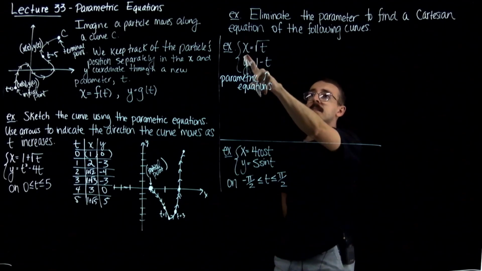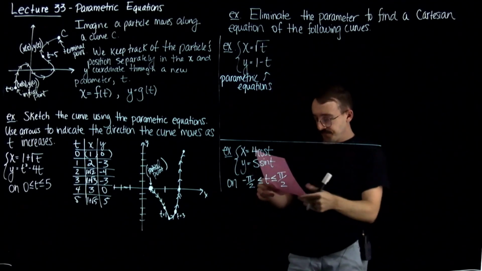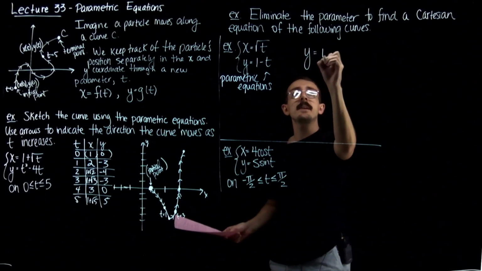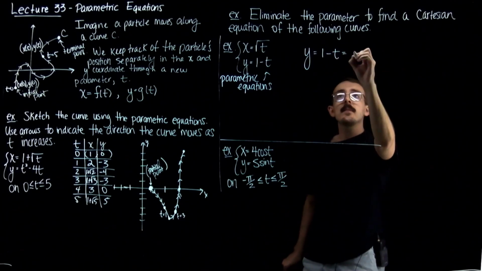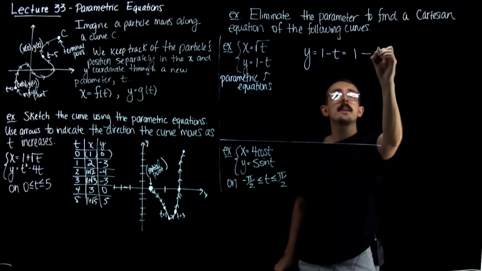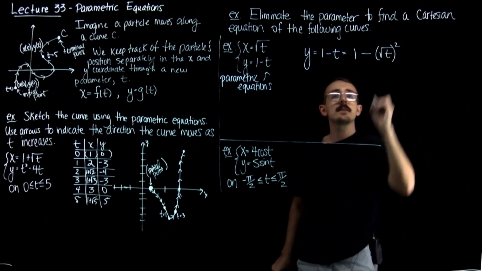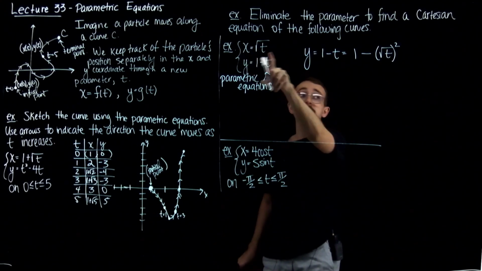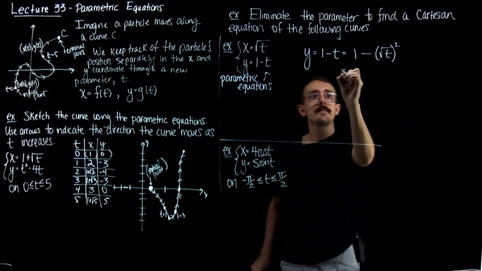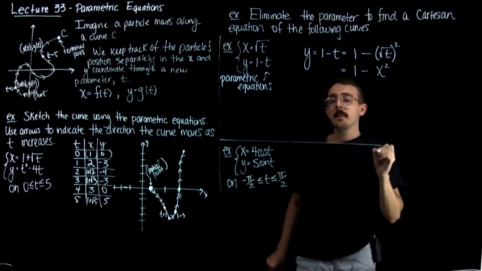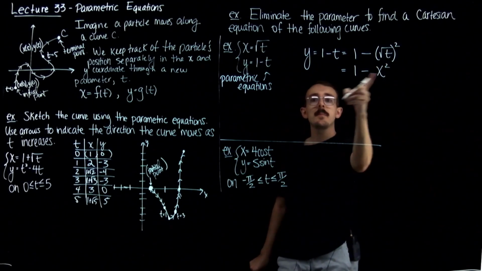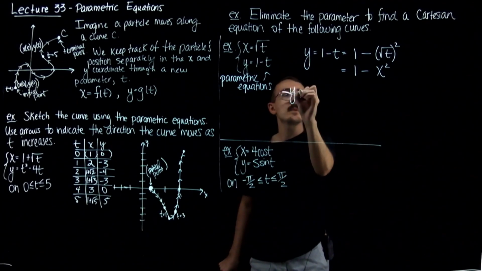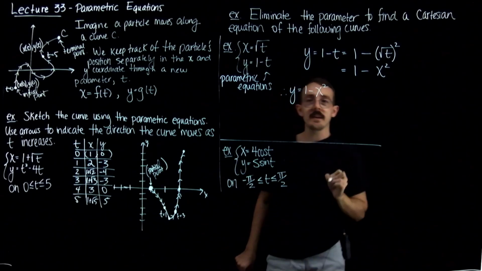Well, I know x is equal to the square root of t. So what I could do here is say y is equal to 1 minus t. However, t is the same thing here as the square root of t, squared. So if you notice, x is the square root of t, so I could just plug that in right there. So I get 1 minus x squared. So y equals 1 minus x squared.